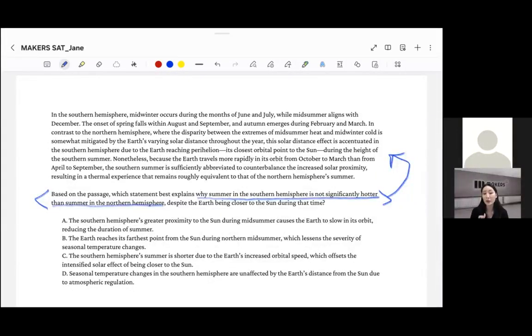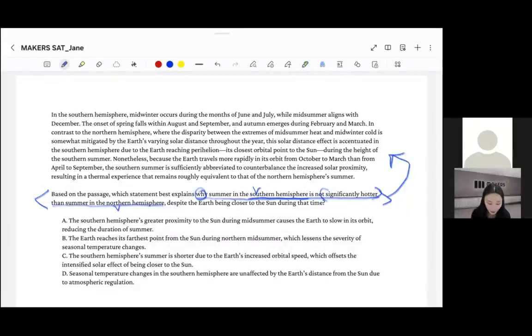So a good news that we have about detailed questions is that no matter how difficult or long a passage is, as long as you identify the exact lines the question is referring to, the correct answer will always be a paraphrased version of that part of the text. So we have to explain why summer in the southern hemisphere is not significantly hotter than summer in the northern hemisphere. So looking at this passage, we would have to look for the exact sentence that compares southern hemisphere and northern hemisphere summer and compares the heat of each hemisphere, right?